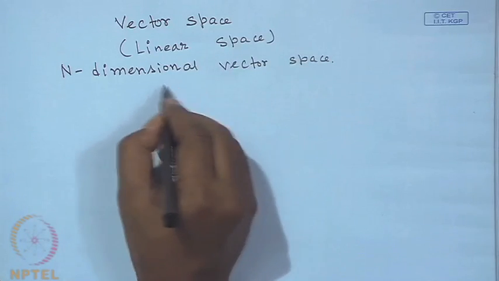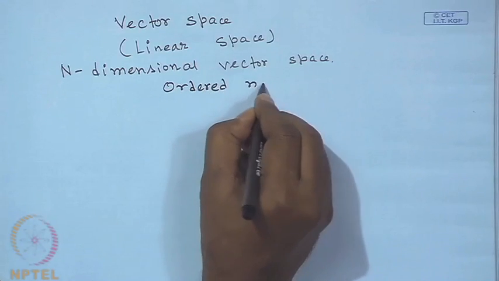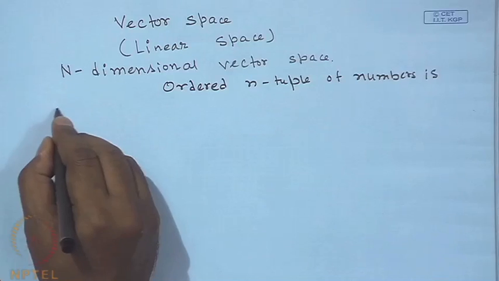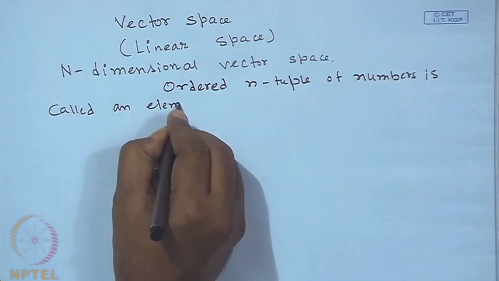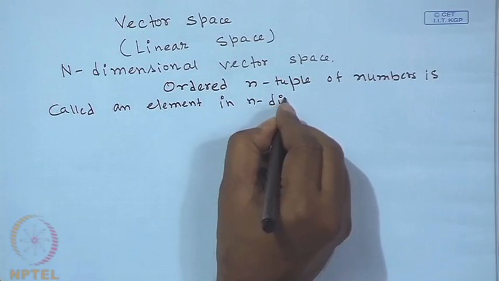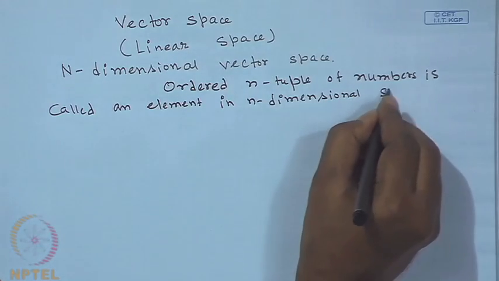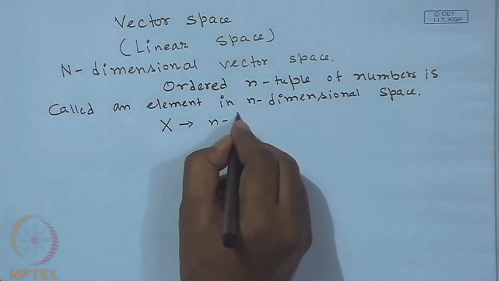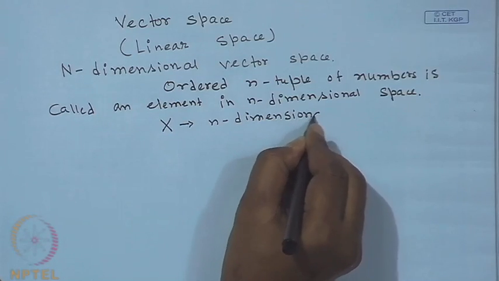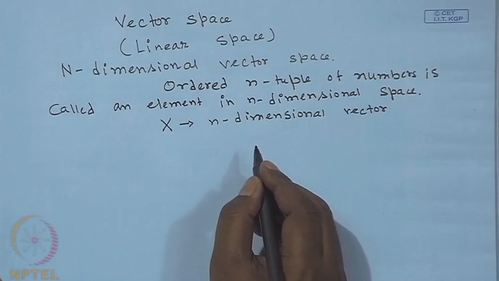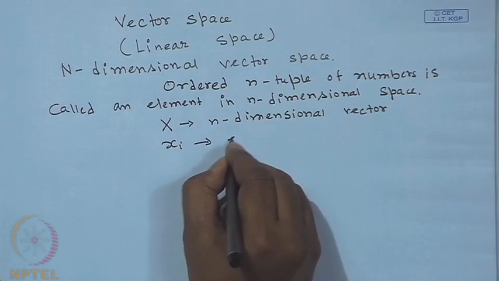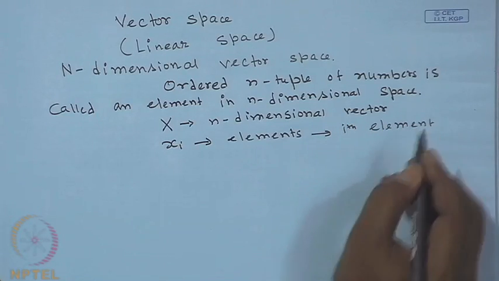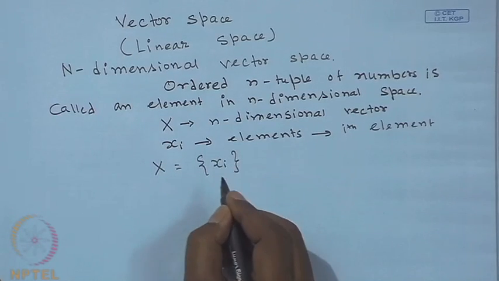Okay. So, what is the definition? The definition is: an ordered n-tuple of numbers is called an element in n-dimensional space. That means there are n number of elements in a vector. So, the notation is x is an n-dimensional vector. If x is an n-dimensional vector, then it will have the elements xi, small xi's. So, xi's are the elements and xi is the ith element. So, we write x is comprised of a set of elements xi.